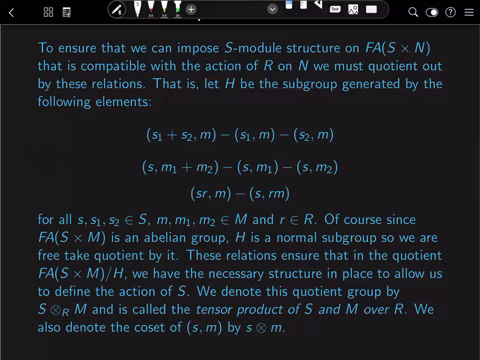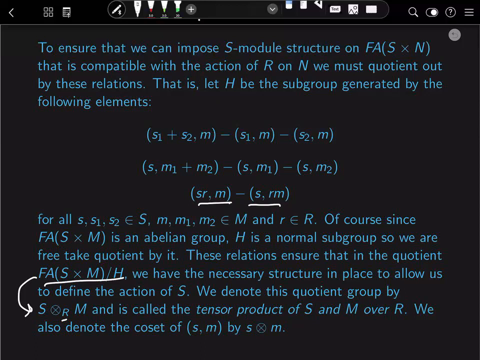We denote this quotient by this symbol, this strike through this circle with the cross in the middle. So this is called S tensored with M, and the subscript R is to remind us what ring we're tensoring over, right? And that's to remind us about this compatibility relation. So we're tensoring over the ring R, and this is called the tensor product of S and M over R.